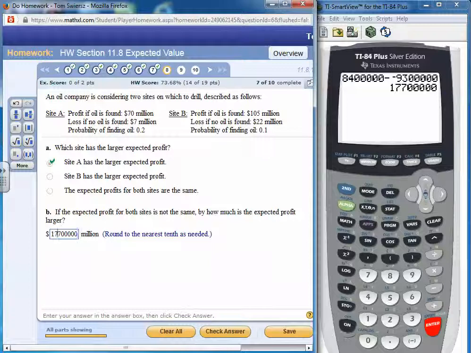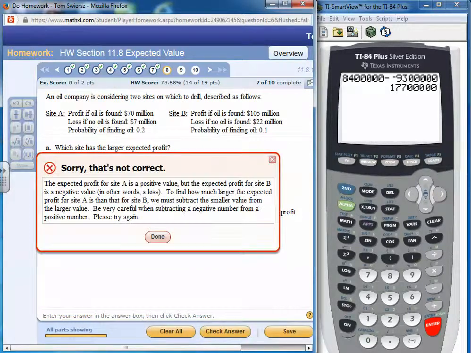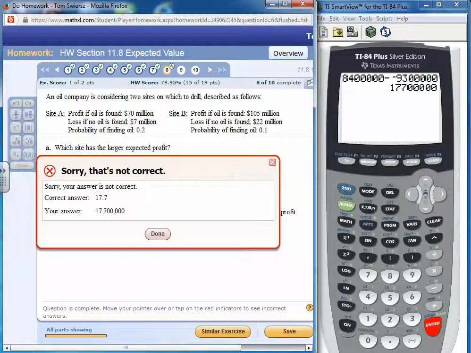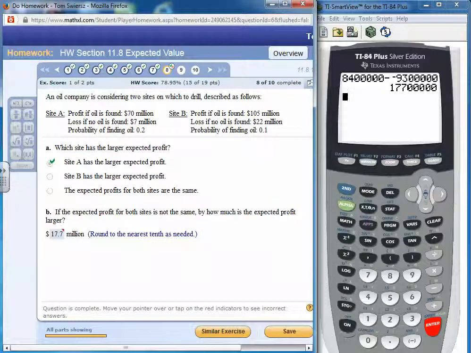We can here in MyMathLab put commas to make sure we got it. 17,700,000. Minus a negative. Round to the nearest tenth.